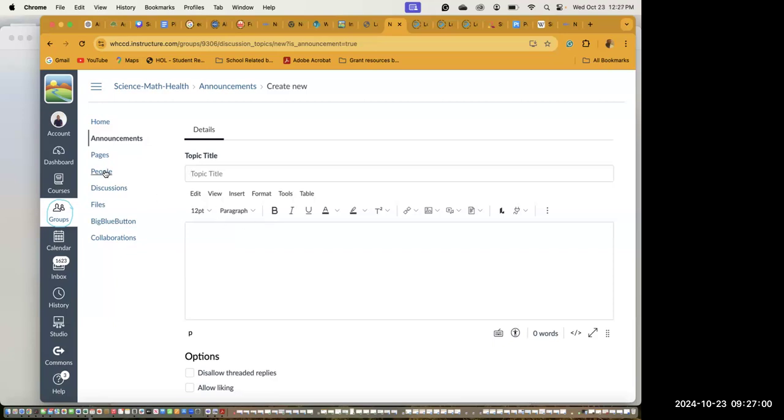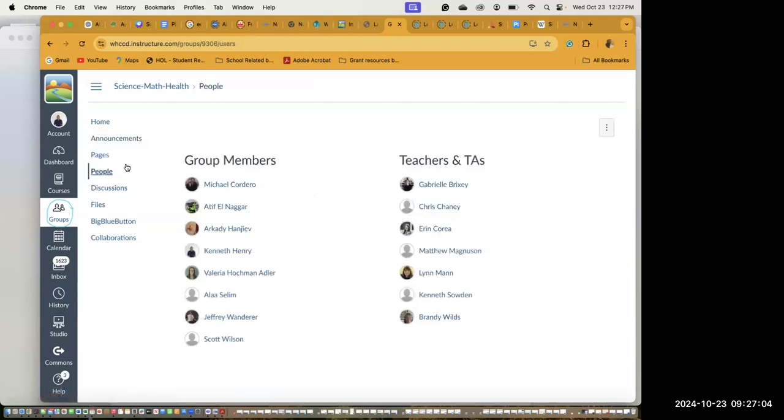The second part of your project is that you have to take a screenshot of the people that are in your group. So what you want to do is go to people, and then you're able to select your group right there. You can actually see them. So all you have to do is take a screenshot of this, and then upload that as part of your assignment. And that's all you have to do in terms of identifying your group. Are there any questions on that?